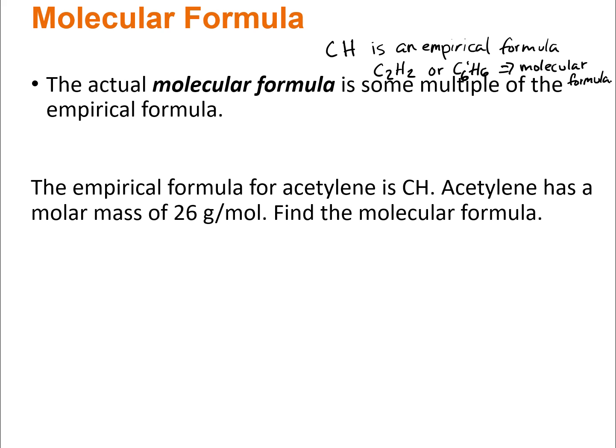You can figure out what the molecular formula is if you have the molar mass of your compound and you know the empirical formula. So for acetylene, we did a problem with acetylene. Its empirical formula is CH. Acetylene has a molar mass of 26 grams per mole. Find the molecular formula. The first step is to calculate the molar mass of your empirical formula.